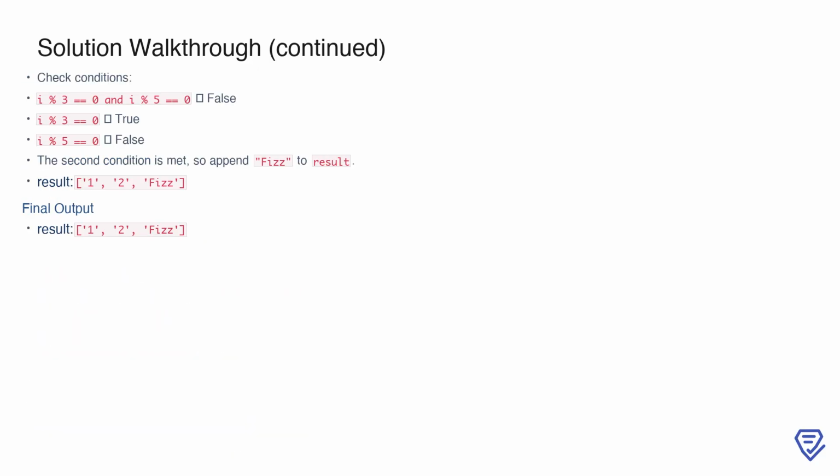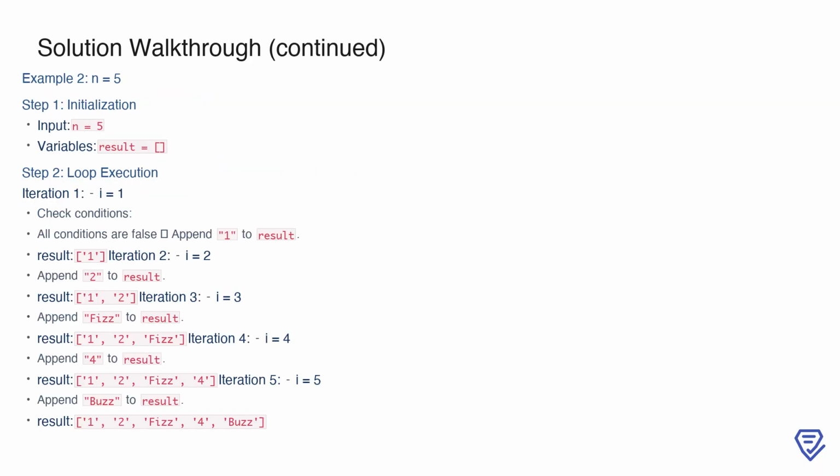The first condition, which checks divisibility by both 3 and 5, is false. The second condition, i%3 equals 0, is true because 3 is divisible by 3. The third condition, i%5 equals 0, is false. Since the second condition is met, we append Fizz to the result list. At the end of all iterations for n equals 3, our result list contains 1, 2, Fizz. This becomes the final output for this example, demonstrating how we handle numbers up to 3 and decide whether to append Fizz, Buzz, FizzBuzz, or the number itself as a string.